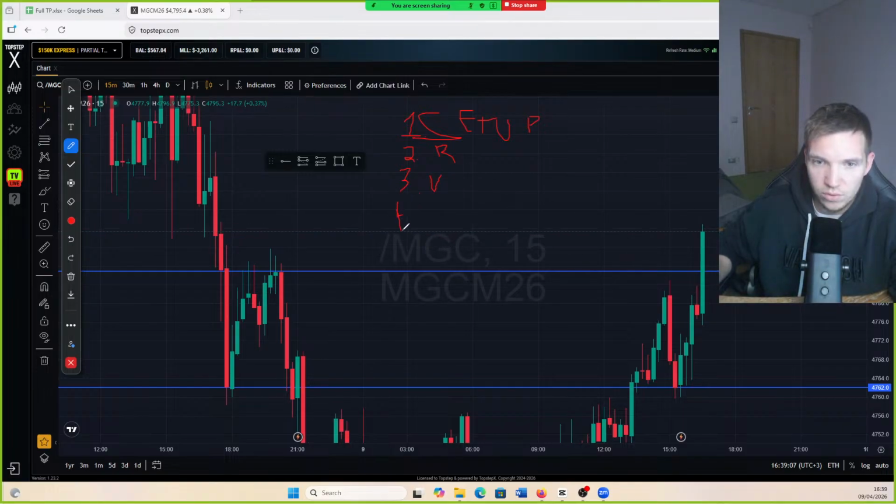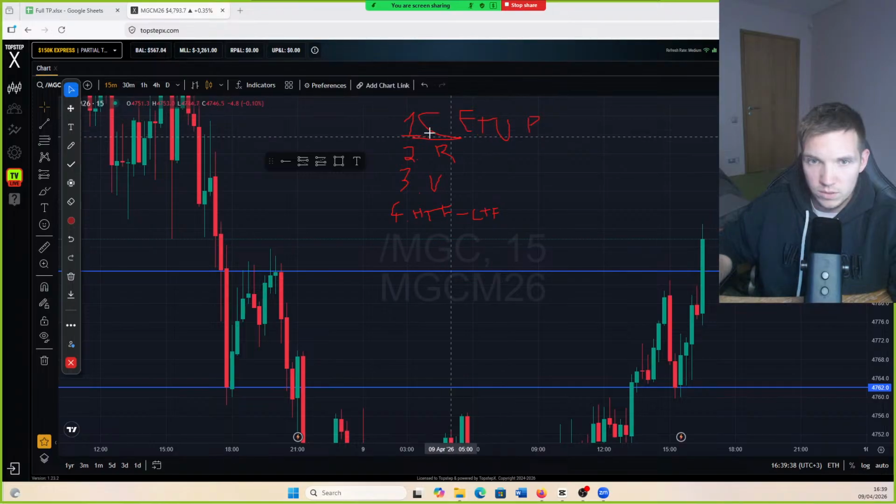And then the fourth, which potentially is the most important of them all, is higher time frame correlation to lower time frame. What I mean by that, by example, let's take a look at these potential sells.